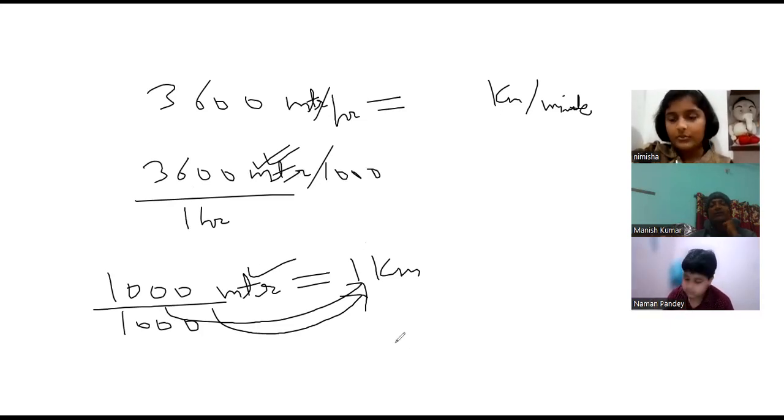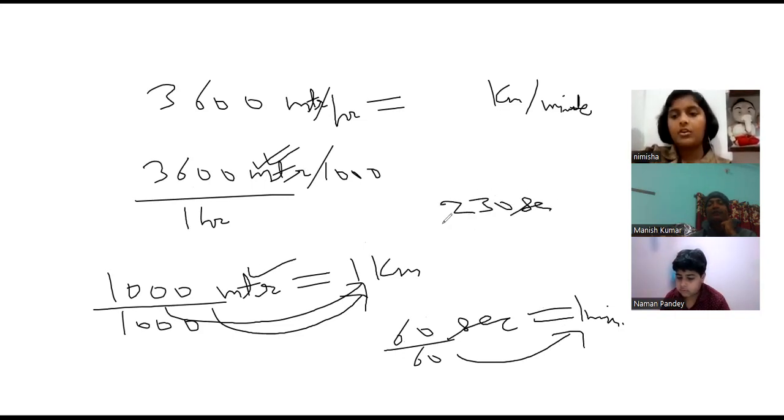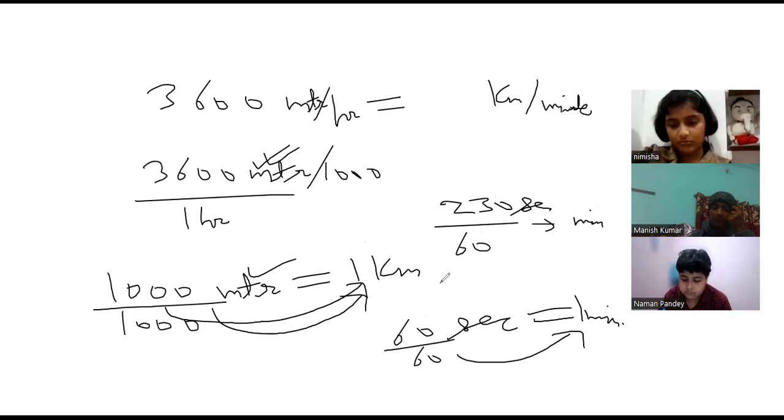In the same way, suppose 60 seconds is equal to 1 minute, that is already known to us. And we know that 60 divided by 60 will come to minutes. So whatever there may be in seconds, if there are 230 seconds, suppose, we will have to divide it by 60 to convert it to minutes. So we have to use some tricks now. We can't mug up everything.